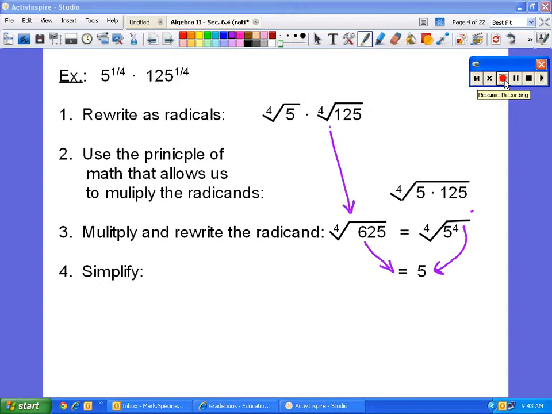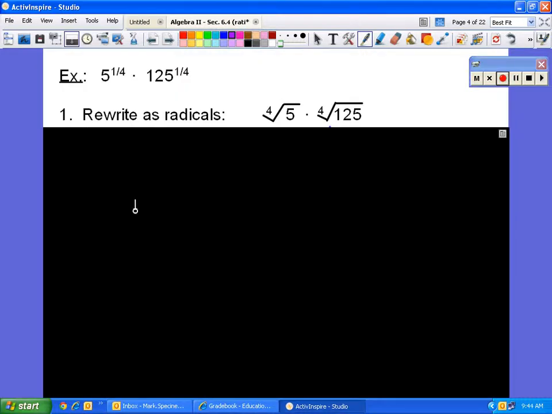Now, if I want to multiply two exponents together, the first thing that I'm going to do is rewrite them as radicals, which we just learned how to do. So anything to the 1/4 power, notice the numerator stays with the number, and the denominator becomes the index. So 5 to the 1/4 power can be rewritten as the 4th root of 5. 125 to the 1/4 power can be written as the 4th root of 125.